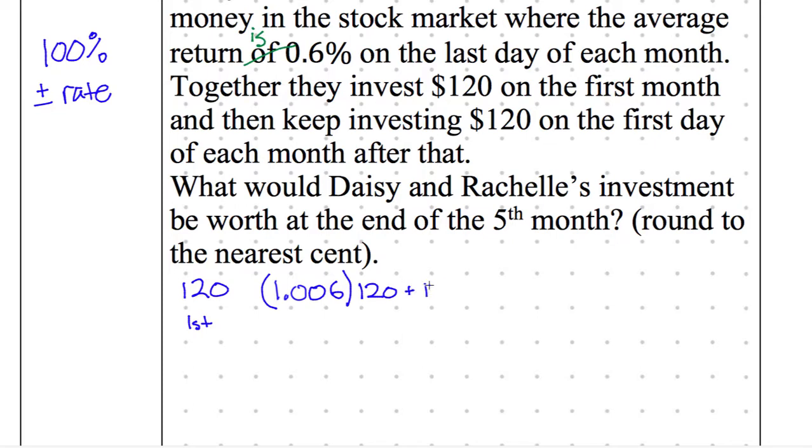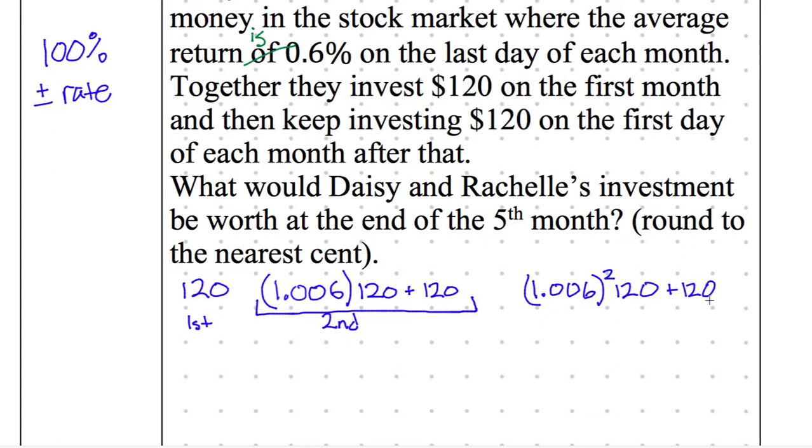So for the next one, wouldn't it be 1.006 to the power of 2 times 120? So this is the second month. So for the third month, wouldn't it be 120 times 1.006 to the power of the second? So you do 1.006 to the power of the second times 120 plus 120, plus 120. Is that right? I'm trying to think.